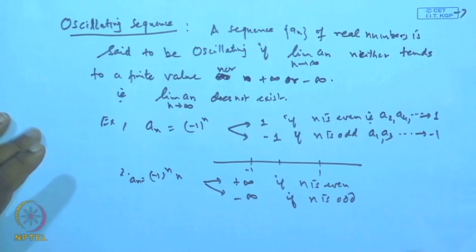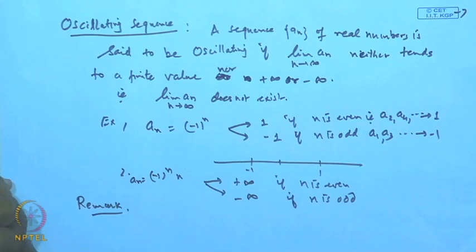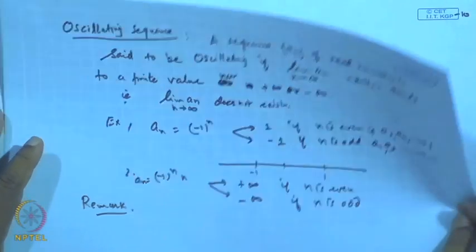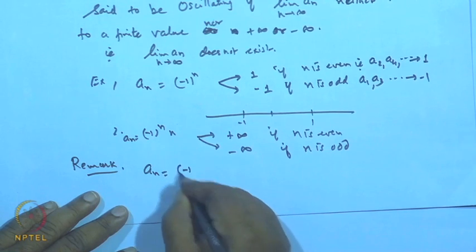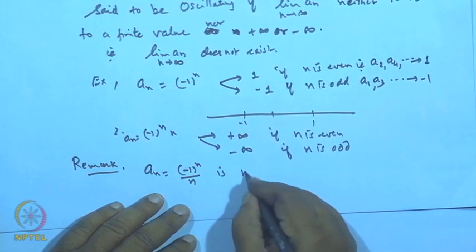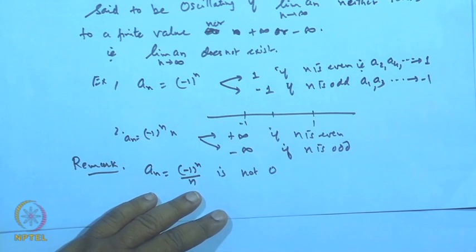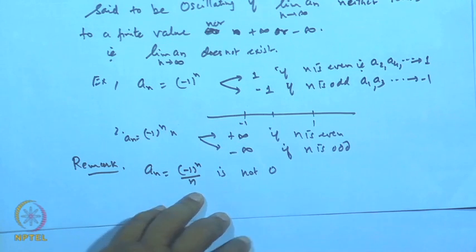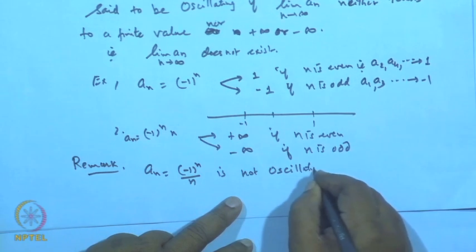Okay. Similarly, however, the sequence a n which is minus 1 to the power n by n is not an oscillating sequence. Why?